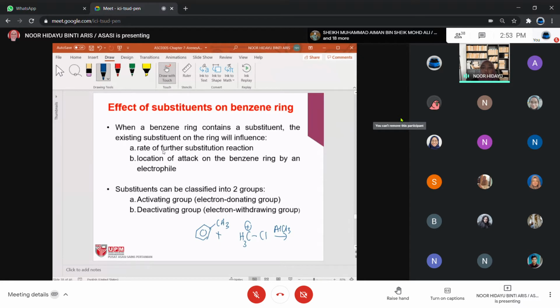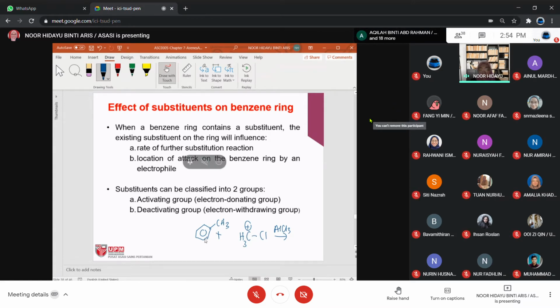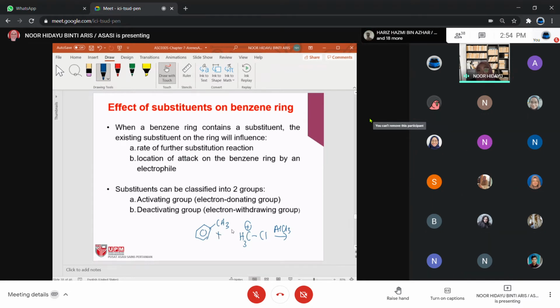Okay, so dia akan affect these two. The first one adalah rate of further substitution reaction. Okay, meaning that this CH3 nak masuk dekat mana? Karbon yang mana satu? Karbon kedua ke? Ketiga ke? Keempat? Ataupun yang dekat atas ni. So which one dia nak masuk? Okay, and then the second one is the location of attack on the benzene ring by an electrophile. So this electrophile nak masuk dekat mana? Okay, karbon kedua, karbon ketiga atau karbon keempat. Semuanya bergantung kepada you punya ketua yang dah bonded dengan benzene pada awalnya.